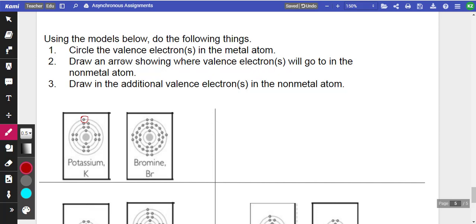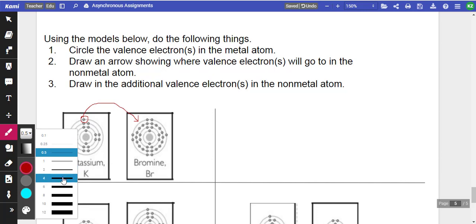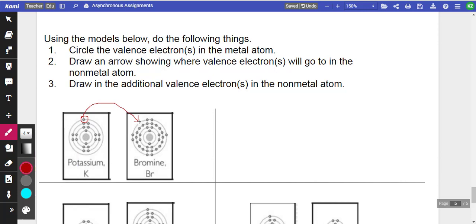And now it says draw an arrow showing where valence electrons will go to in the non-metal. So I'm going to go ahead and draw it, and it's actually going to go into the outer shell of this bromine. And it says draw in the additional valence electron. So I'm going to go ahead and do this. It's a lot easier if I just bring it to maybe 4, and I just draw one dot.